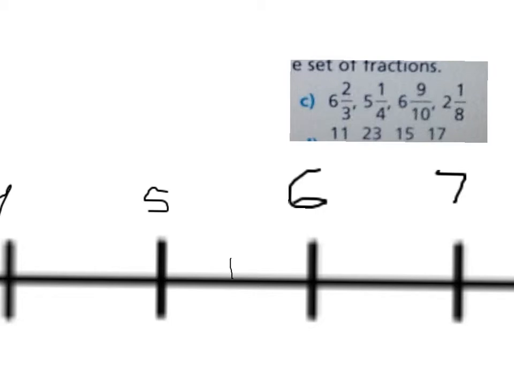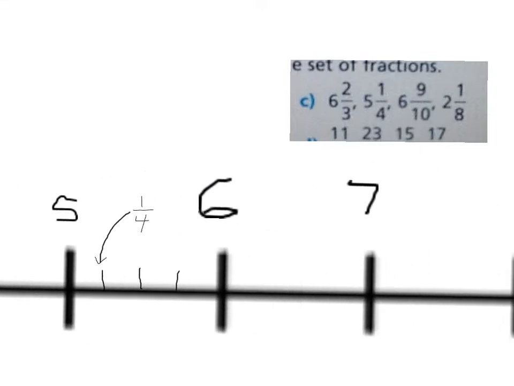Start with the half, then cut each one of my halves into quarters. So now it's split up into 4 pieces, and 1/4 would be right about there. Let's just label that. So that is my 5 and 1/4.